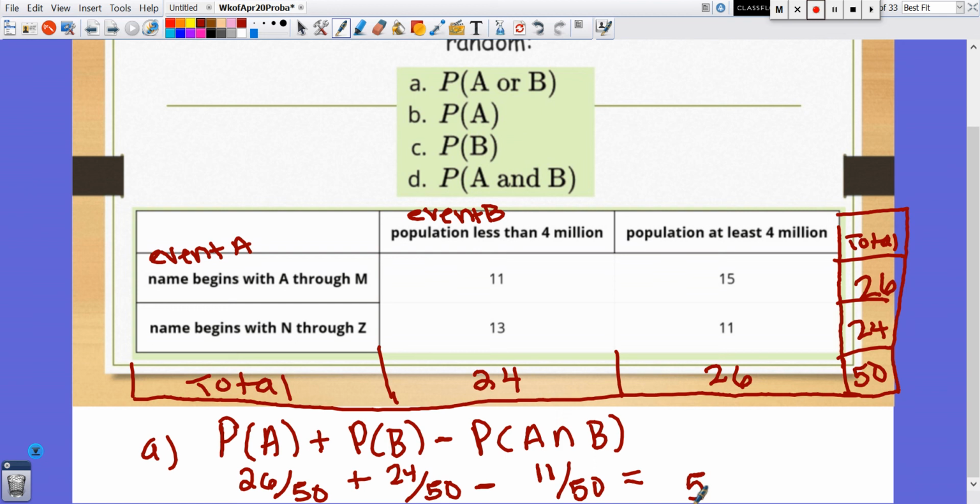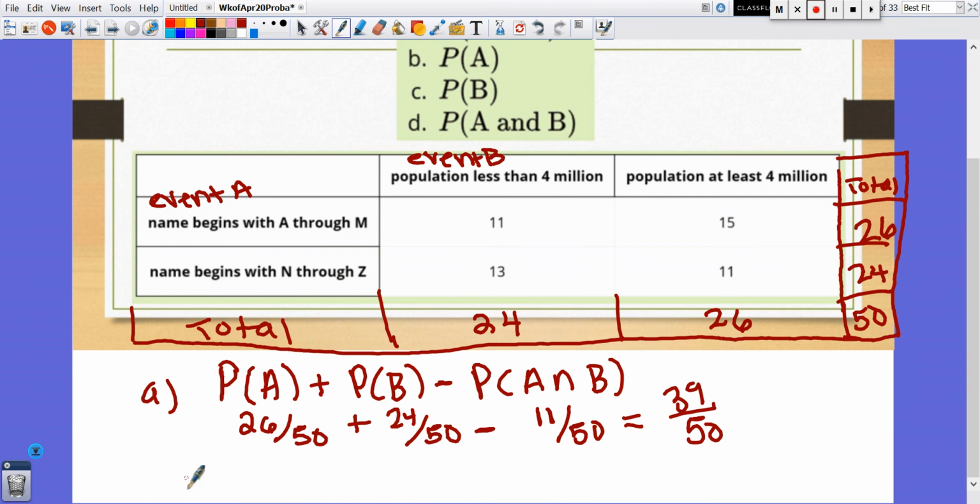Now you can do mental math or you can use your calculator. I'm going to say 50 minus 11 is 39. And I get 39 out of 50, and that's in its simplest form. So I'm done with that one.